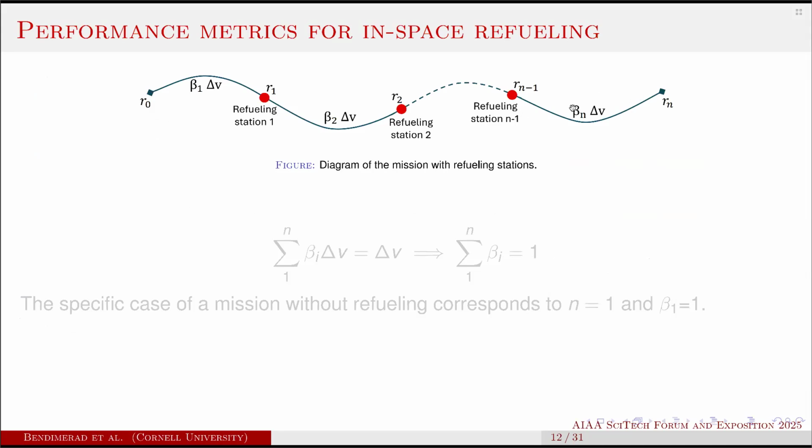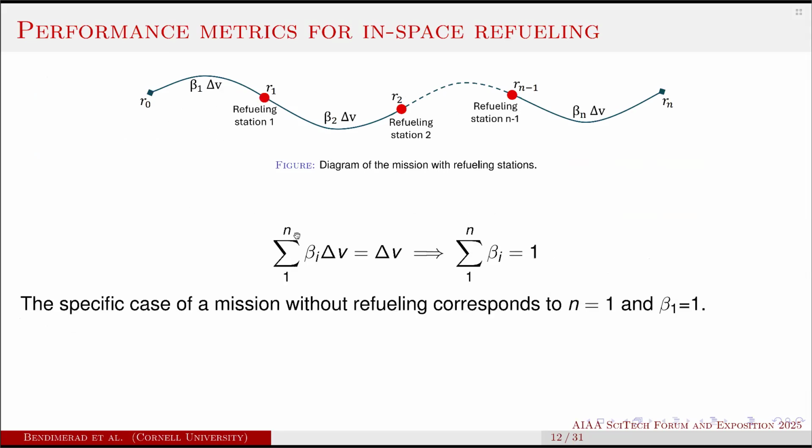Along the mission, we have n minus 1 refueling stations, and therefore we can divide the mission into n segments. If the total requirement of the mission is delta V, then we need to achieve a fraction of this total delta V at each segment. So the sum of all the fractions of delta V from 1 to n has to be equal to delta V. And therefore, the sum of the coefficients beta I is equal to 1.